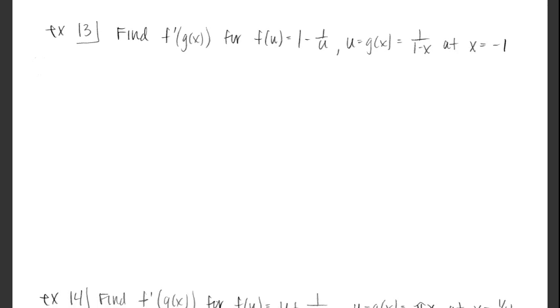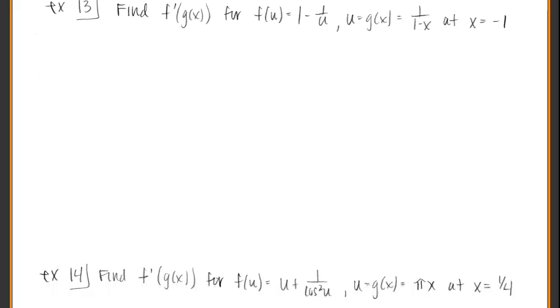Okay, so we want to find the derivative of the composite function when f of u is 1 minus 1 over u, and u equals 1 over 1 minus x, specifically at x equals 1. So what this is basically saying, first of all, when we're finding the derivative, it's asking us to find the equation that we can use to find the slope, and then specifically we're going to find it at x equals -1. Okay, so let's go and start this problem.